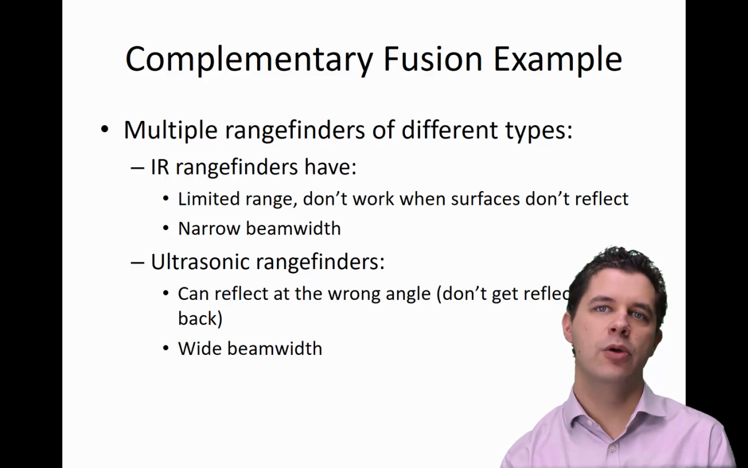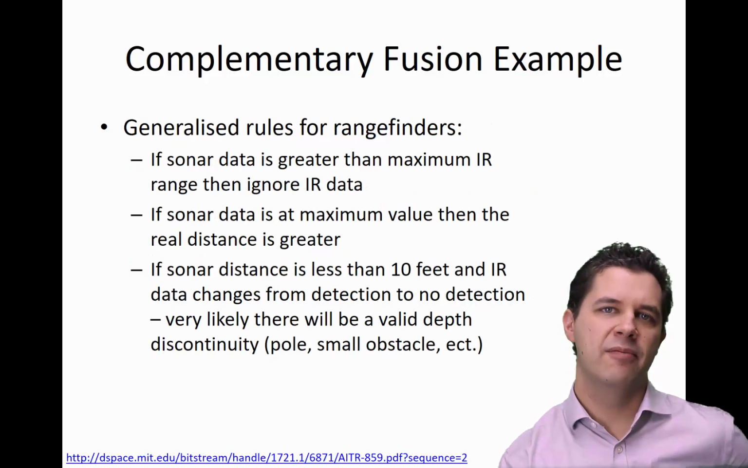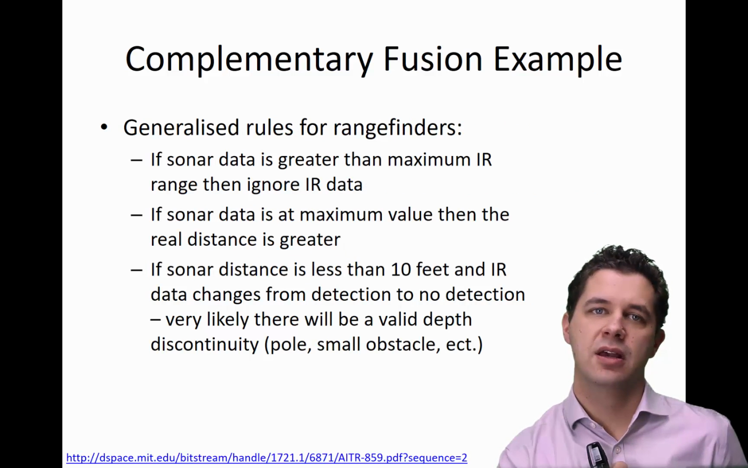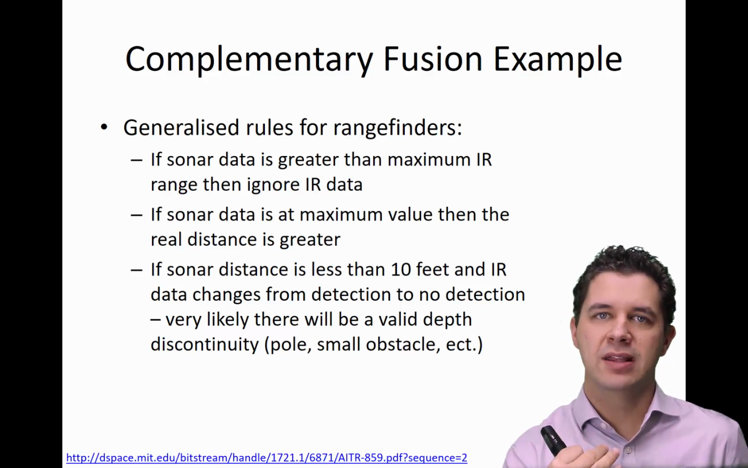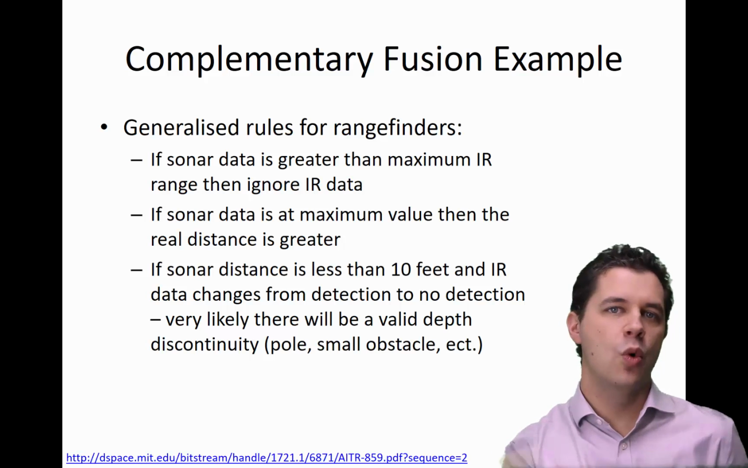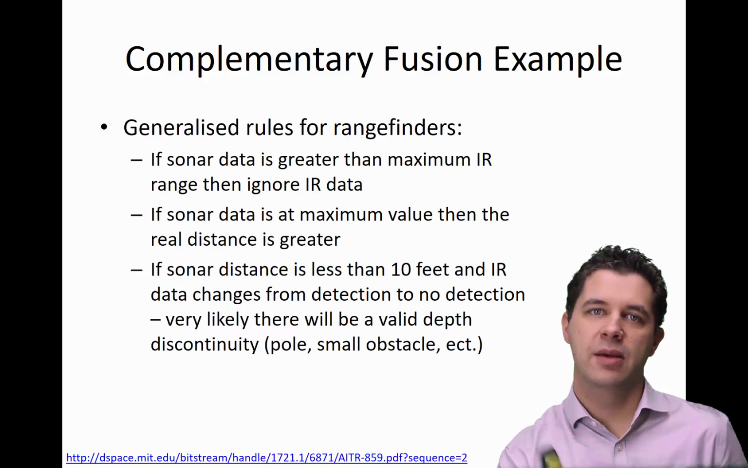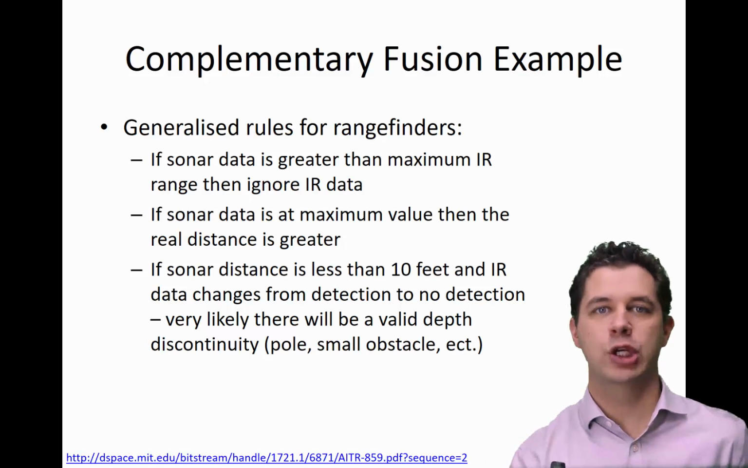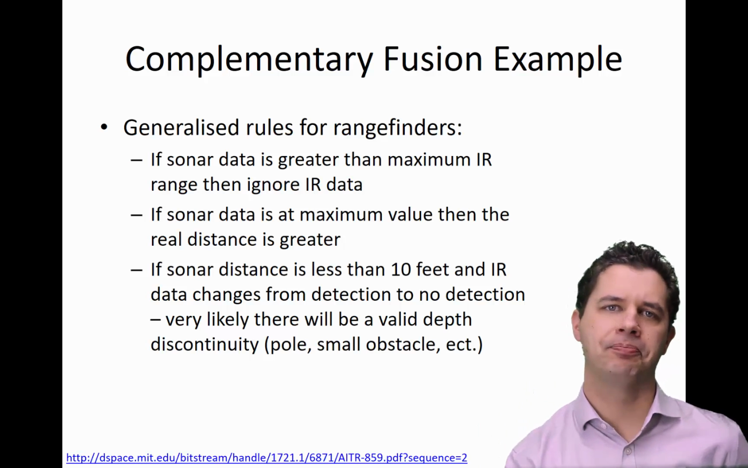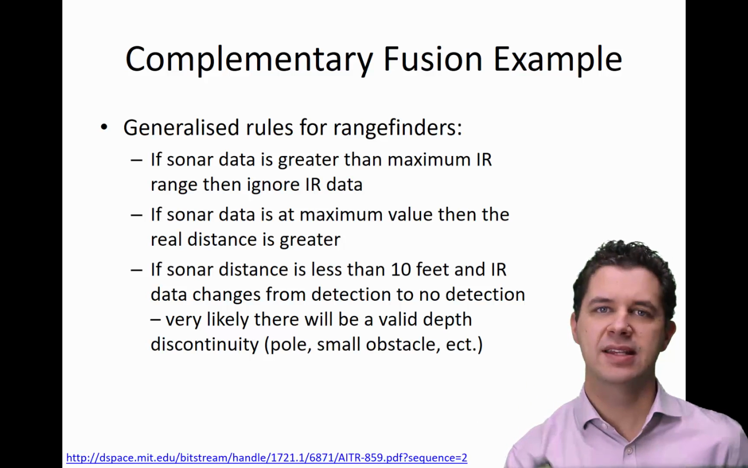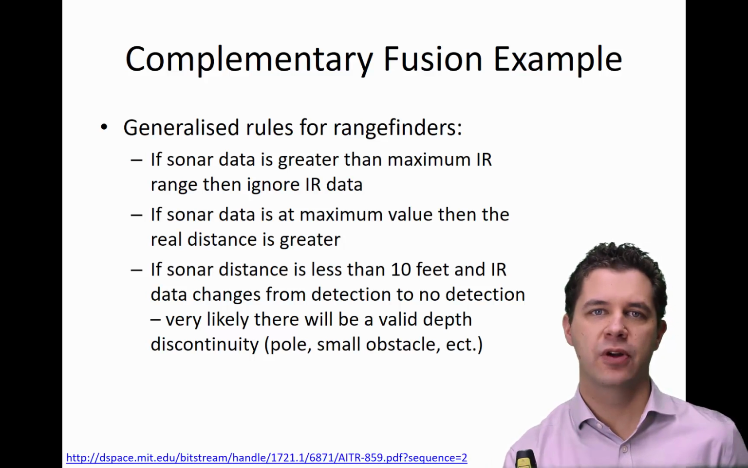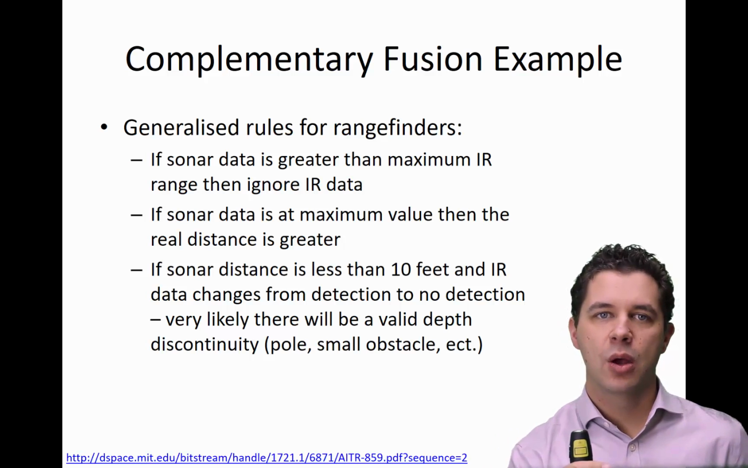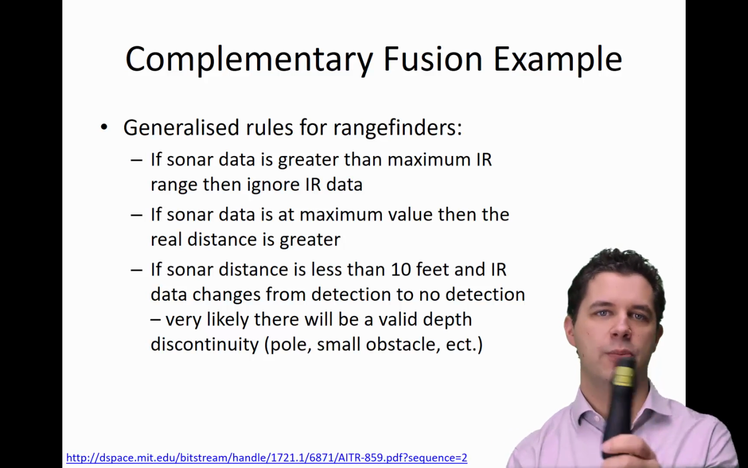And so we could take the best of both worlds and develop a system with some generalized rules for using these. For example, if the sonar data is greater than the maximum infrared range, then we ignore the infrared range because we know we're not getting something from the infrared light. If our sonar data is greater than the maximum value, then it's not the real distance. The real distance is actually greater than that again because it's timed out. And if the sonar data is less than 10 feet and the infrared data changes from detection to no detection very rapidly, it's likely that we've got some sort of depth discontinuity. We've got a pole there.